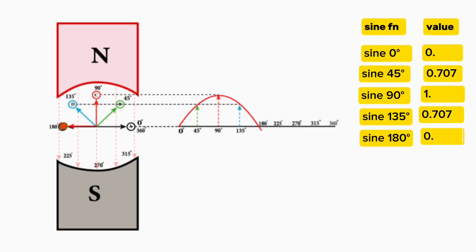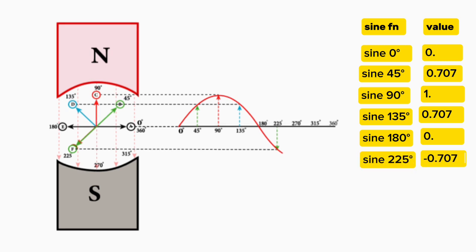As the conductor moves further to 225 degrees, the situation looks just like what we saw earlier at 45 degrees, but in the opposite direction. Now the conductor cuts the flux lines at a 45-degree angle, but this time the induced voltage flows in the reverse direction. Its value is about 70% of the maximum, but negative. And this fits perfectly with the sine function, because sine of 225 degrees equals minus 0.707.